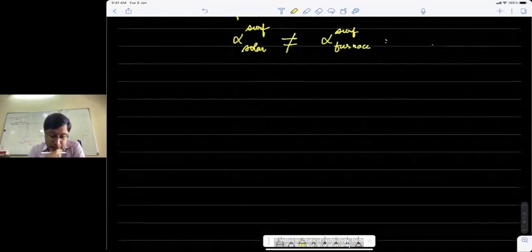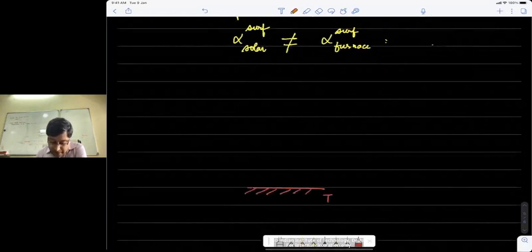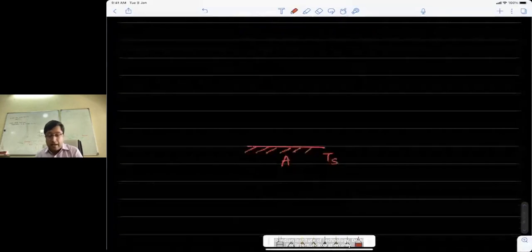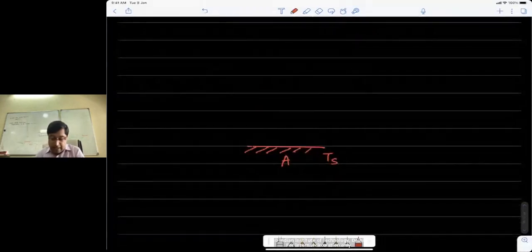So let's look at this particular scenario where I have a surface. Let's say I have some surface at temperature Ts. Let's say the surface has area A, and it has an emissivity of epsilon. So somehow these values are known. The area is known, the temperature is known, the emissivity is also known from some different measurements.